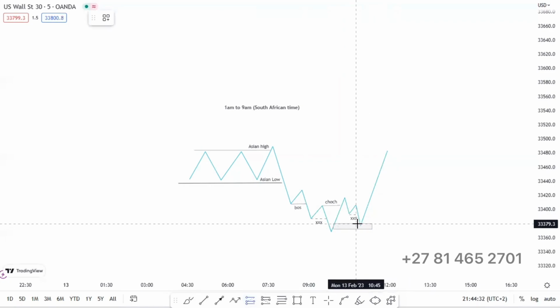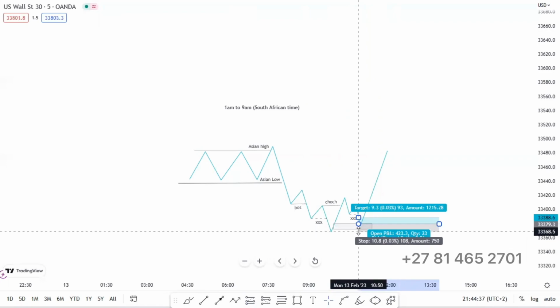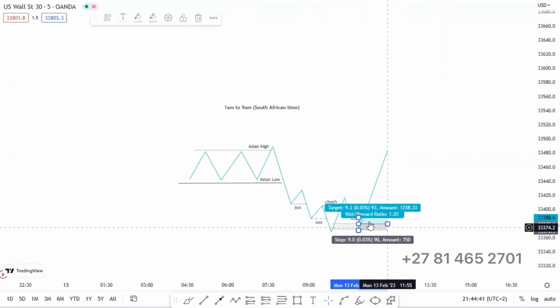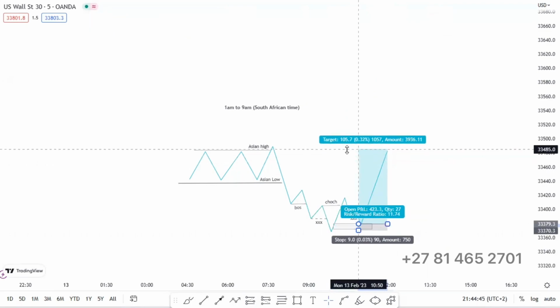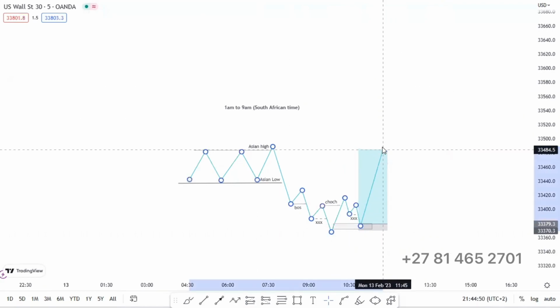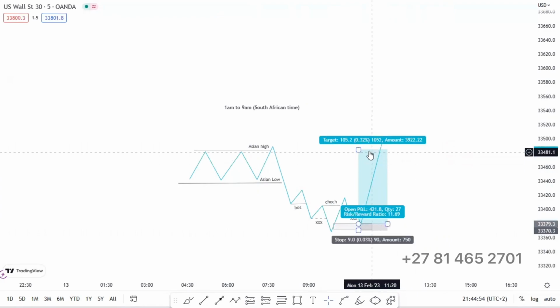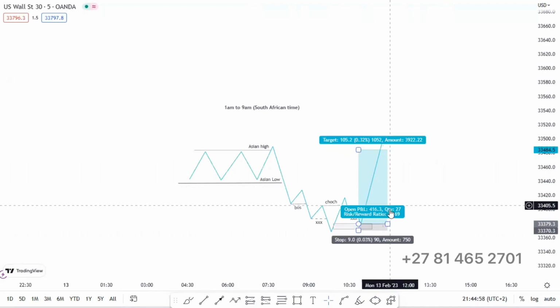Then as soon as it taps into the order block, we put the stop loss just below the order block right there. And then we aim to take profit on the Asian session high. Guys, this literally happens all the time. We aim to take profit on the Asian high. As you guys know, I aim for like 1:10.